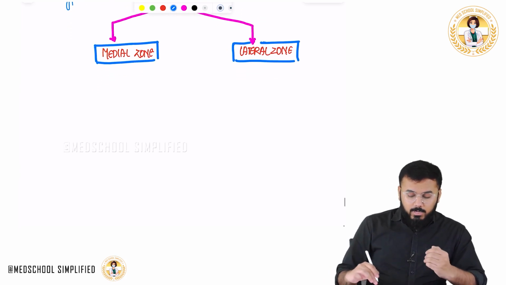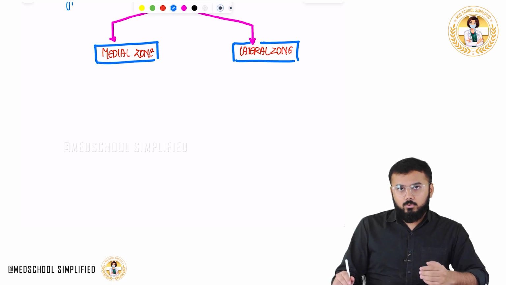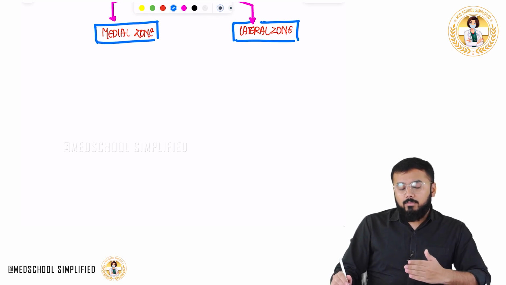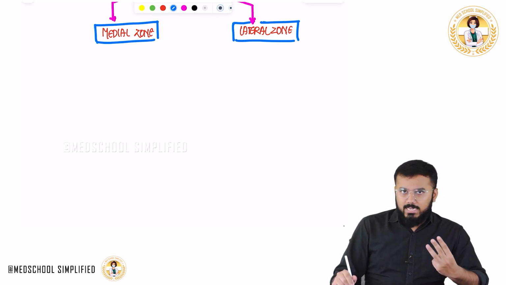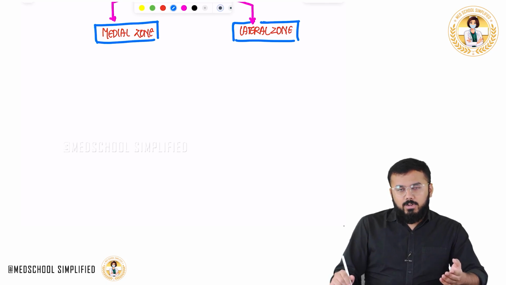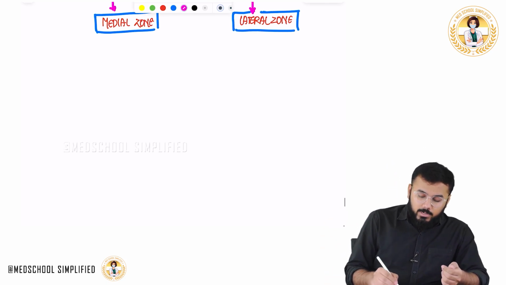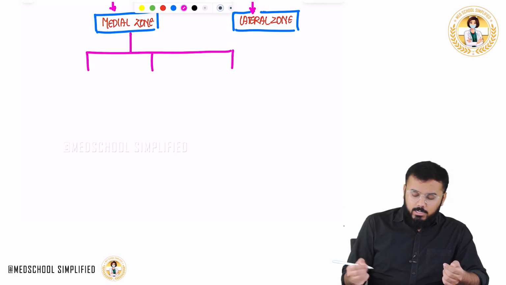Now within the medial zone, I will draw all of these things, but before we discuss all these zones, first you need to know that the medial zone is again divided into regions. How many regions do we have? We have three regions. One region is in the front, called the anterior region, another is in the middle, called the middle region, and next we have the posterior region. So the medial zone is also divided into three important regions.